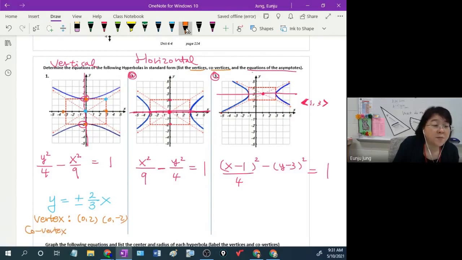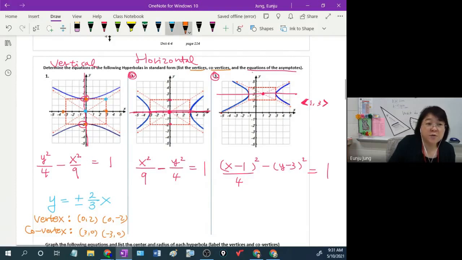Co-vertices. Co-vertex is at (3, 0) and (-3, 0). So you can answer all of them like that, okay? How about number 3, asymptotes? It's not passing through the origin, right?